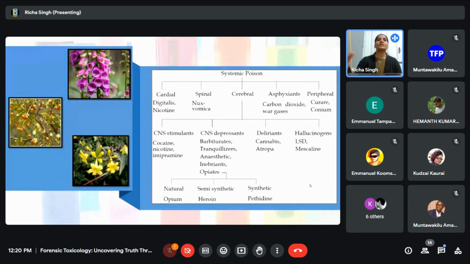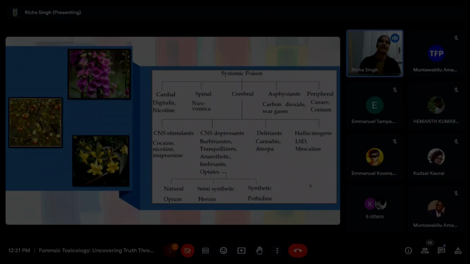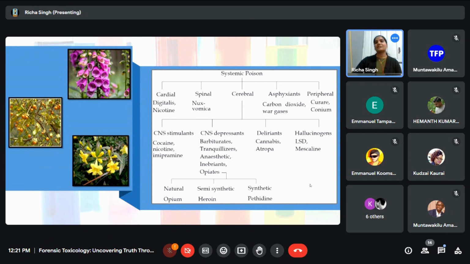Now moving further, that is systemic poison. Systemic poison has a broader category. What do we understand by systemic poison? Systemic poison is nothing but which poison affects which part of your body. Depending on that, the classification has been made.